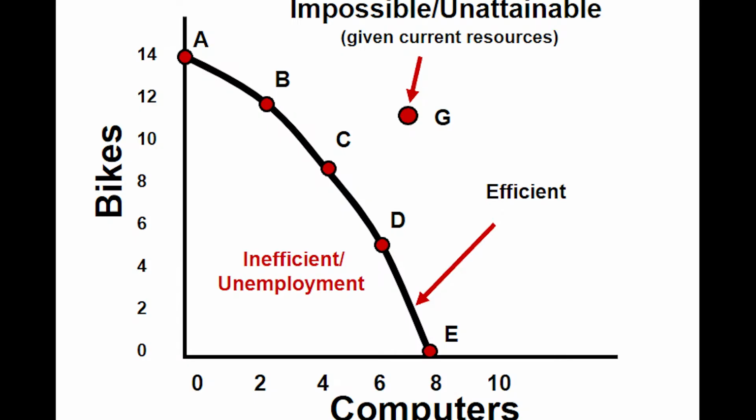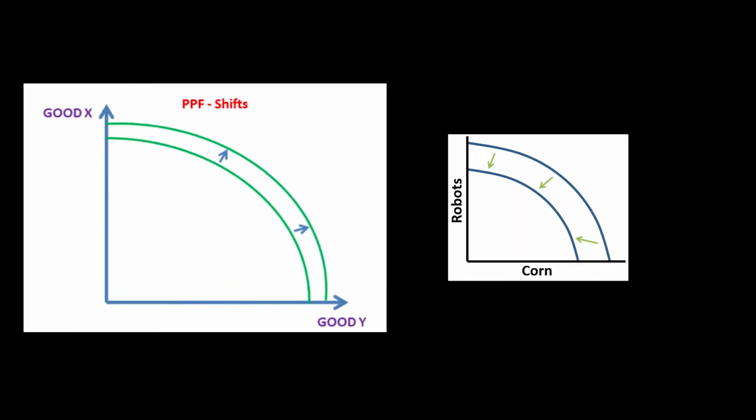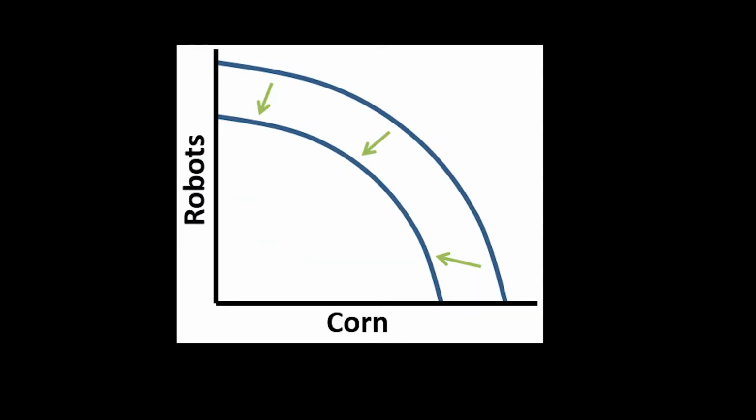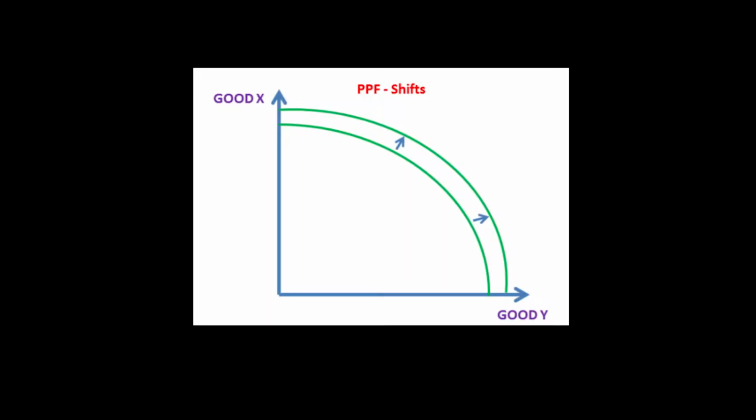On a PPC graph, there are also shifters. A shift is when the graph moves inward or outward. An inward shift would be if we had fewer employees or if our resources were cut. And an outward shift would be if there are new technologies or better ways to produce the goods.